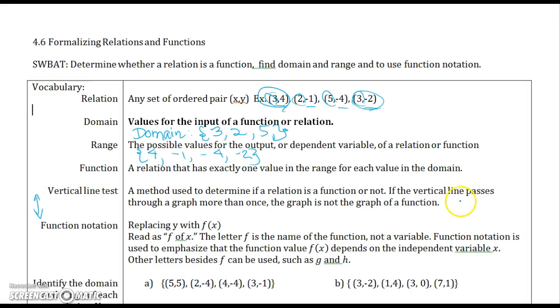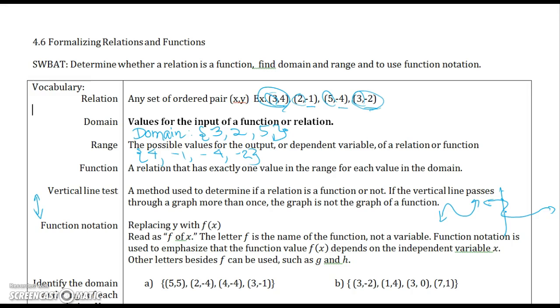So if I had something like this, for example, if you could imagine a vertical line moving from left to right, does it cross more than once? Absolutely not. So this one would be an example of a function. Something that would not be a function, something like the letter S, because a vertical line would pass 1, 2, 3 times, super not allowed. So the vertical line test would just tell me whether or not a graph is a function or not.